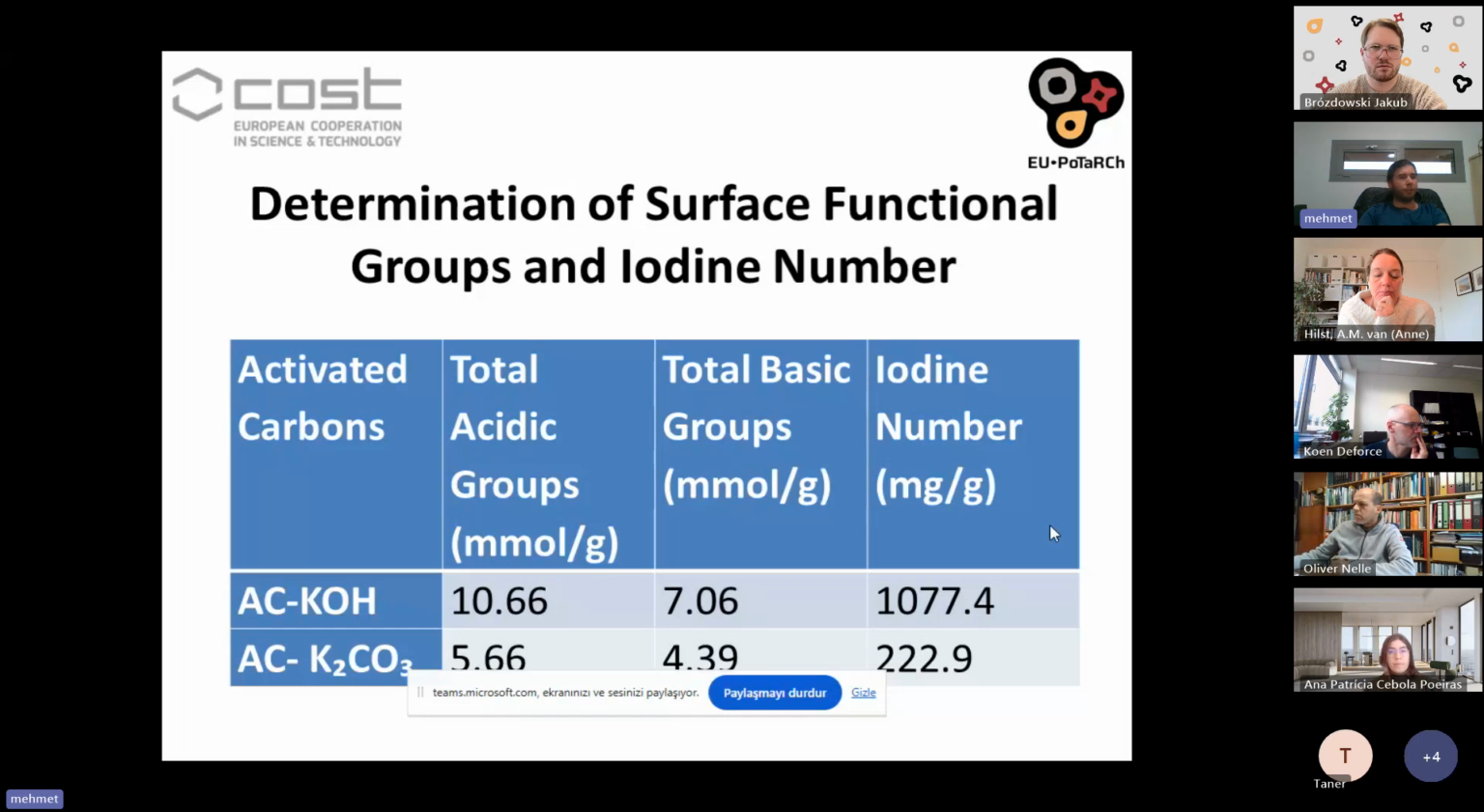The iodine number results, which reflect the microporous absorption capacity, show a strong dependence on the activation agent. The potassium hydroxide activated carbon showed a significantly higher iodine number compared to the other activated carbon. It correlates with its larger micropore volume and higher surface area, as we can see in the BET results.